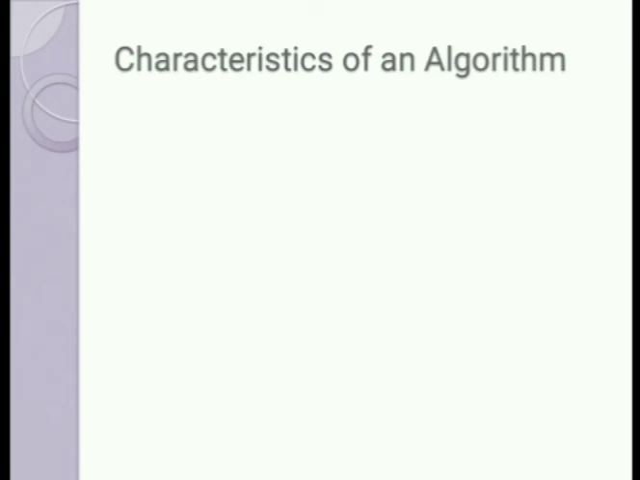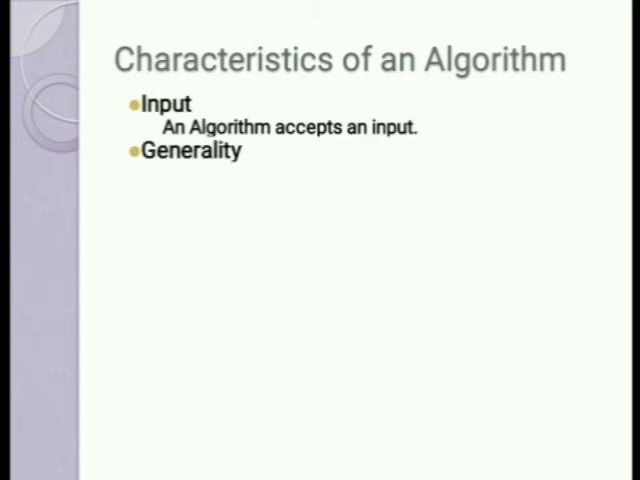Let us now see the characteristics of an algorithm. Any good algorithm should follow the following characteristics. First is input. An algorithm accepts an input, so any algorithm should contain an input. Then generality. Generality means an algorithm works on a set of inputs. That is, whatever algorithm you write, that algorithm should be applicable for all the inputs you give.